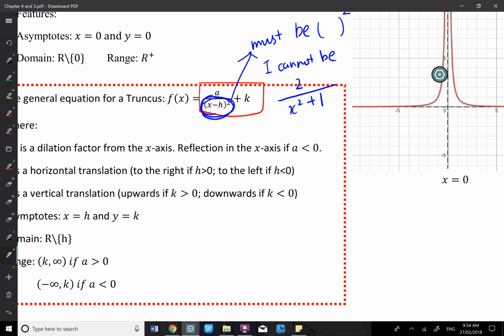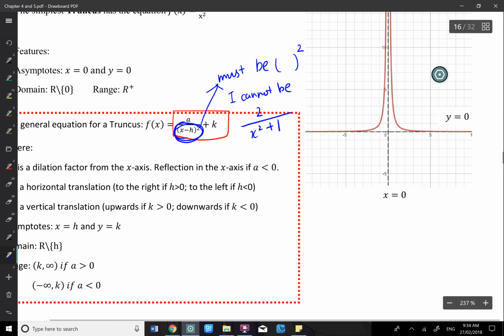To be a truncus, the bottom must be the turning point, like the completing square form. You can't plus another constant there. So it must look like this. It must look like this. Okay. So if you have this form, we can consider this graph.